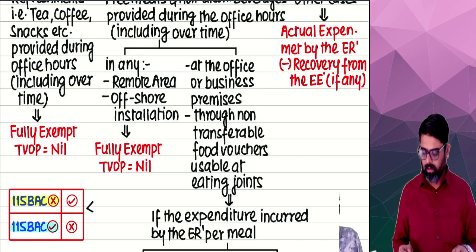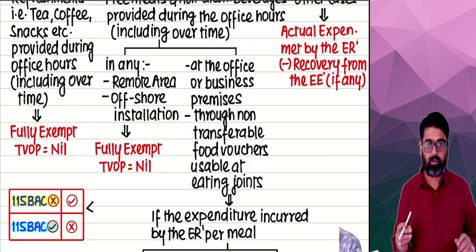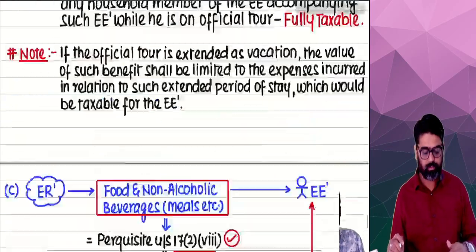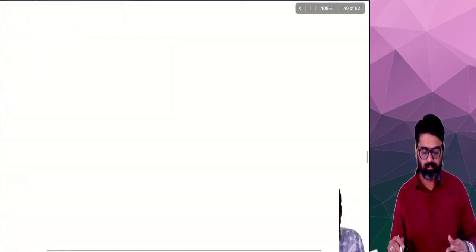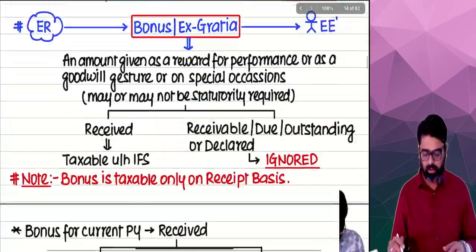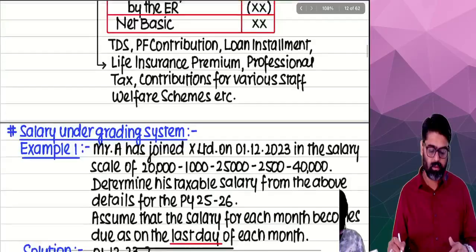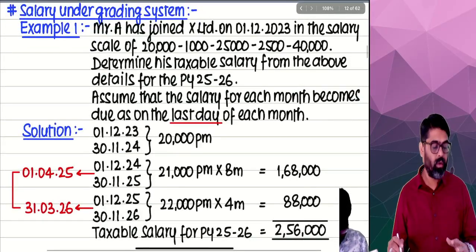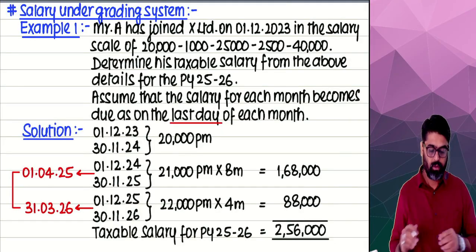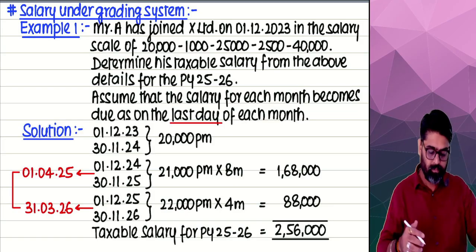Okay, we'll start now. Yesterday, we completed one concept of salary scale. Salary under grading scale. If your employer is giving you salary in the salary scale, how will you calculate your basic salary? That's what I discussed yesterday with you. You can see a similar type of example I also gave yesterday in the class.